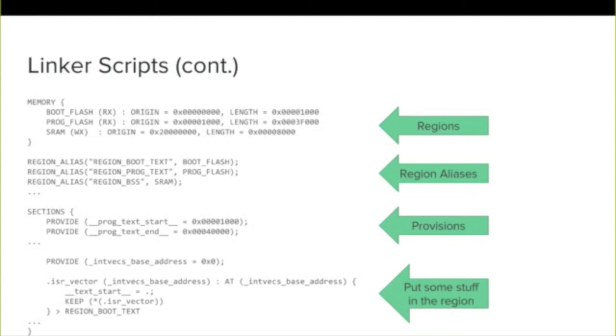So at the beginning, before we do keep ISR vector, before we insert the vector table into this section, we say text start is equal to dot. So text start is going to be 0. Then we insert the vector table into this section, and dot will now be pointing at the end of the vector table. We can use that to determine how long it is. We can then bind another symbol, maybe vector table end. And if we do vector table end minus text start, we'll know how long the vector table is. Okay. So any questions about this stuff?